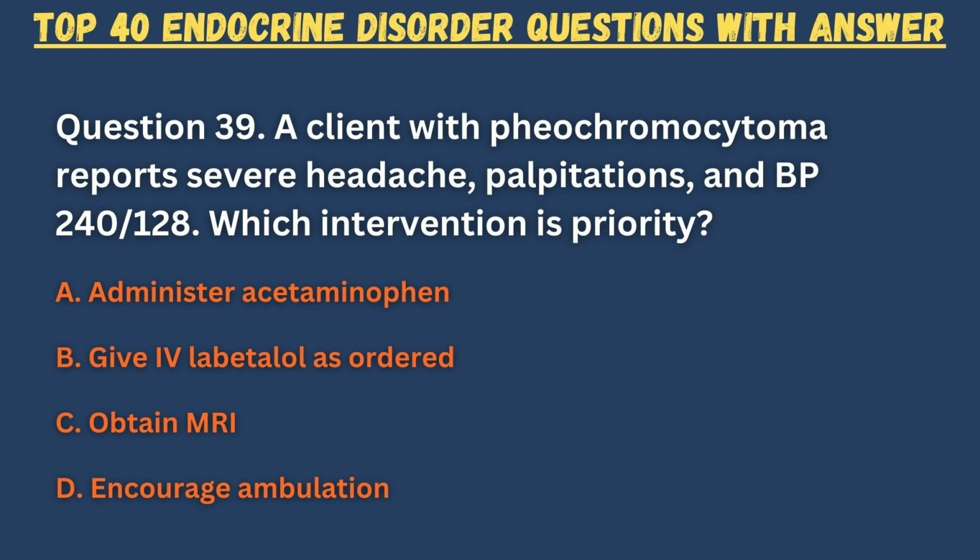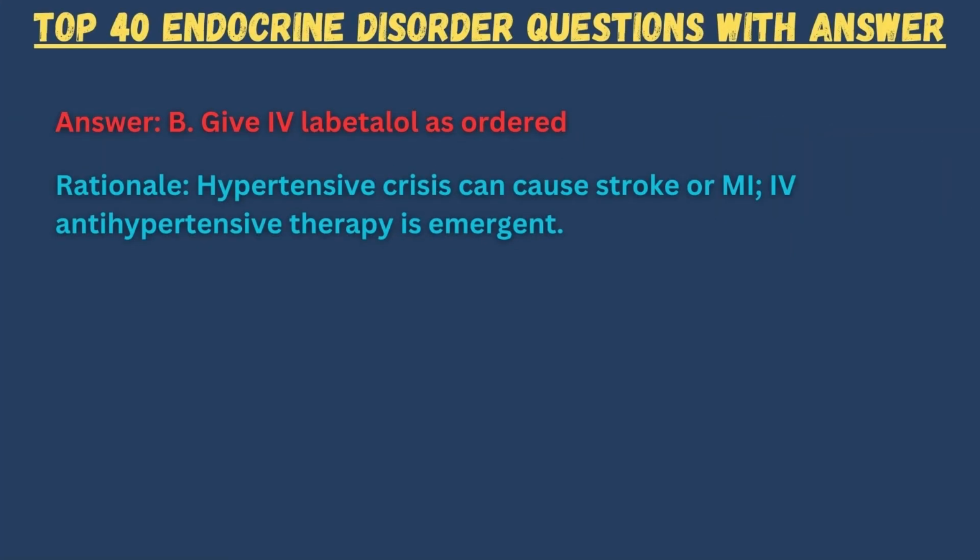Question 39. A client with pheochromocytoma reports severe headache, palpitations, and blood pressure 240/128. Which intervention is priority? A. Administer acetaminophen. B. Give IV labetalol as ordered. C. Obtain MRI. D. Encourage ambulation. Answer. B. Give IV labetalol as ordered. Rationale. Hypertensive crisis can cause stroke or MI. IV antihypertensive therapy is emergent.